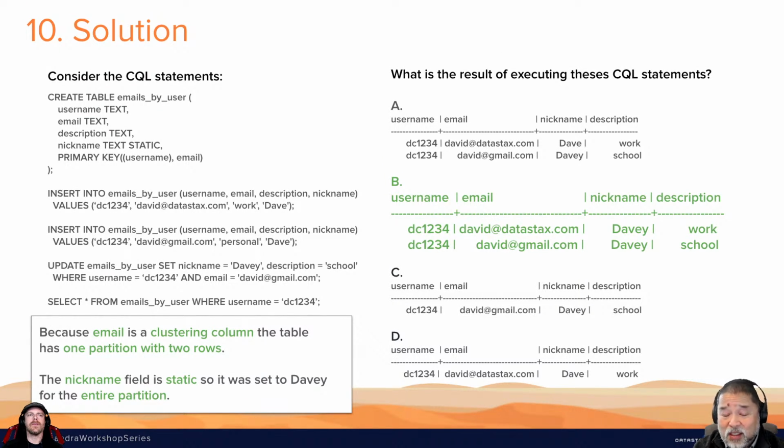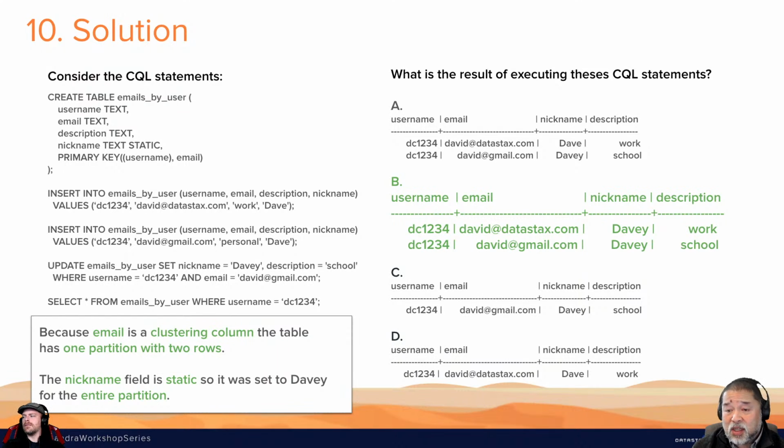Okay, the last one, we do an update, and this is the first update statement we've seen in these questions. We're setting the nickname to Davey and the description to school, and we're setting it using a where clause, of course, where the username is DC1234 and the email is david@gmail.com.